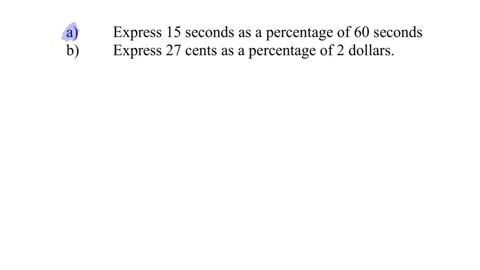Both are in seconds. And the second percentage will be in green, and you can see very clearly now. Therefore, for part A, 15 over 60, and to make it into a percentage, times 100%.